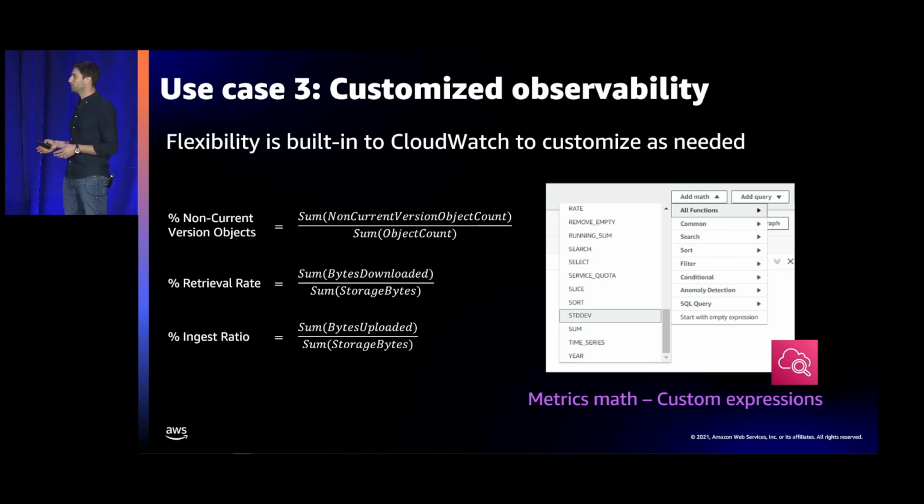Just to name a few examples, let's say that you have bucket versioning enabled in your account. A useful use case would be to look at the percentage of non-current version objects for your workloads. Non-current version objects are created when you have versioning in your buckets, and while this adds another layer of data protection, it also generates additional cost. So by having these metrics and monitoring them, you can identify workloads that are creating way too many non-current version objects.